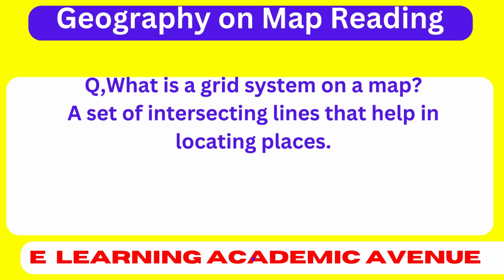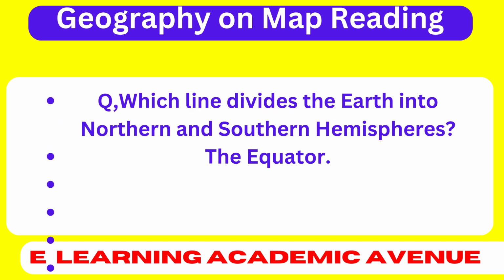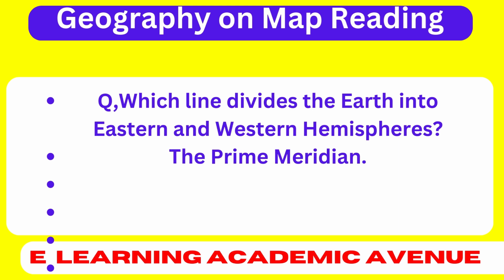Question 64. What is a grid system on a map? A set of intersecting lines that helps in locating places. Question 65. What are latitude and longitude? Imaginary lines used to find locations on Earth. Question 66. Which line divides the Earth into northern and southern hemispheres? The equator. Question 67. Which line divides the Earth into eastern and western hemispheres? The prime meridian.